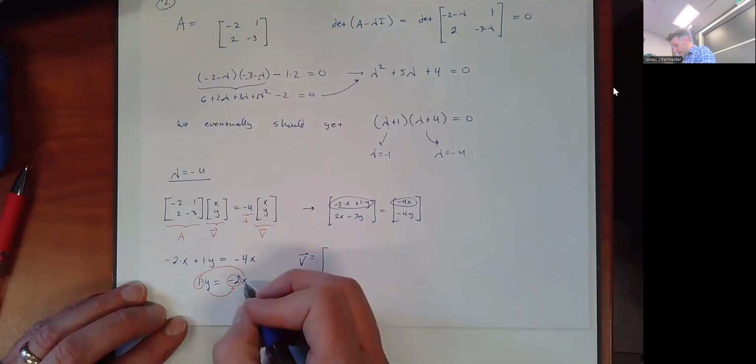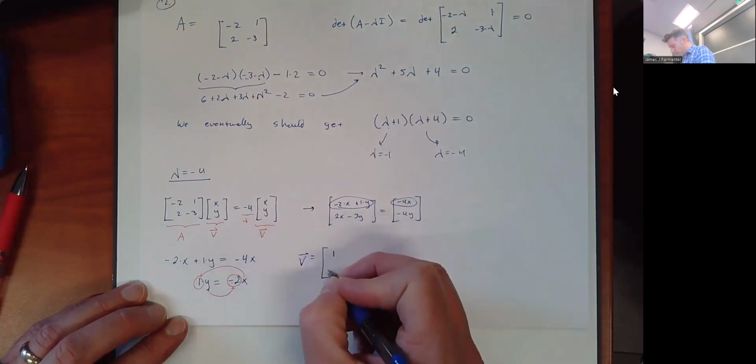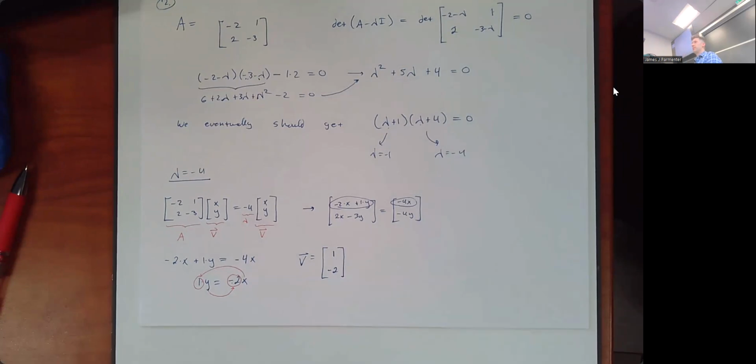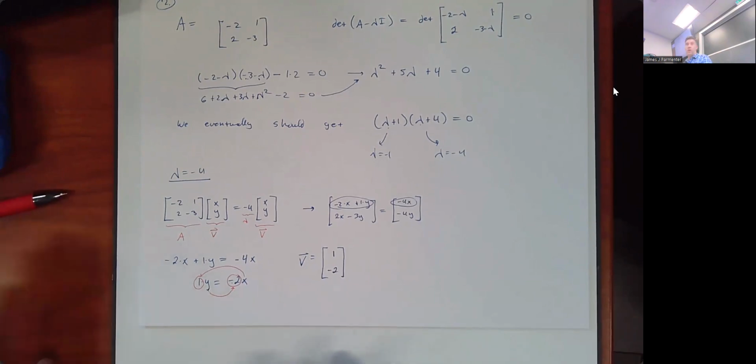So my vector here is going to be, I should have said x first, x equal to 1 and y equal to -2. Or you could pick x equal to 1 and then y will equal -2. Same deal. Questions about this before we do the same thing, but the other way? So we're going to do the same eigenvector just to see how you can do it the other way as well.